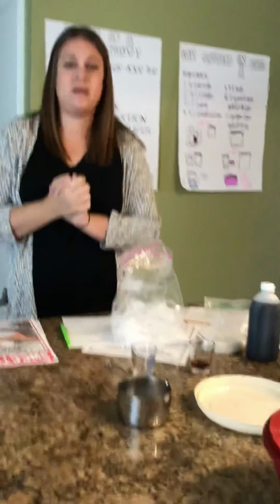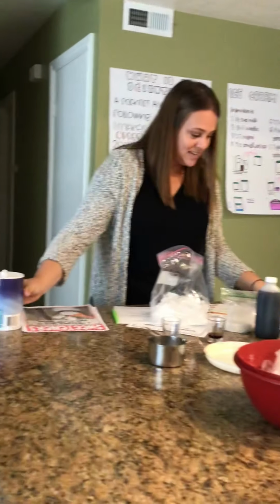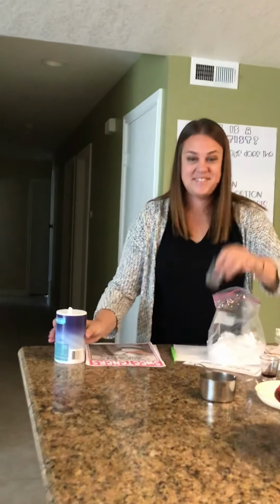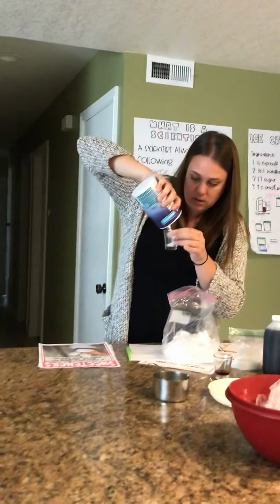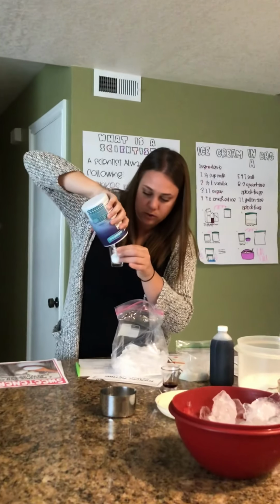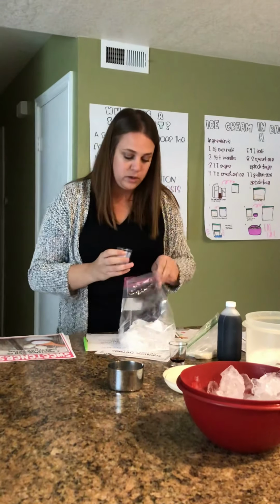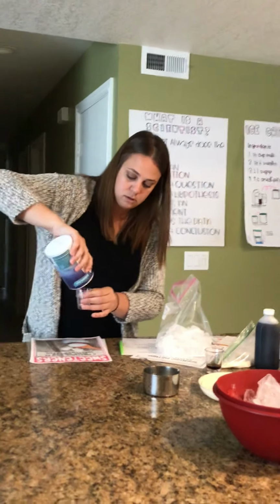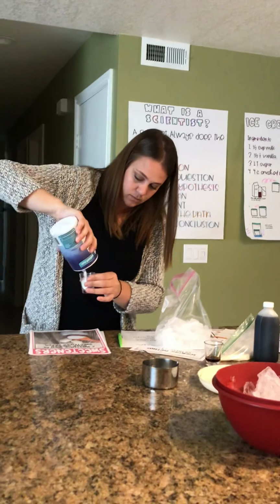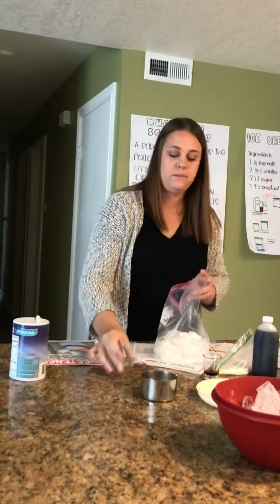Into the ice, I'm going to add my salt. Remember, salt is our big secret right here to lower the freezing temperature. So we're going to add 4 tablespoons of salt. So using my measuring cup and my math skills, I'm going to measure out 4 tablespoons. This measuring device holds 2 tablespoons, so I'll need to fill this twice. Sprinkle it in there, and 1 more. Okay.